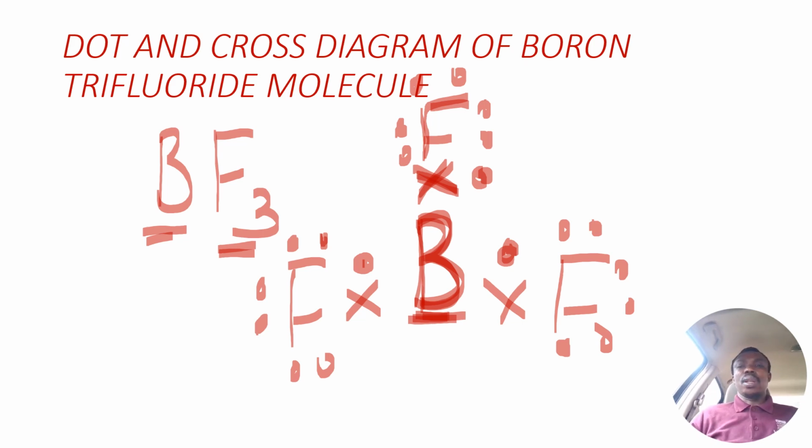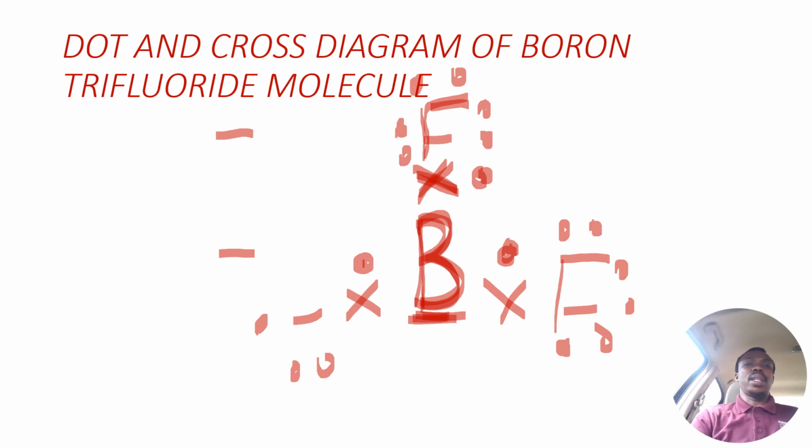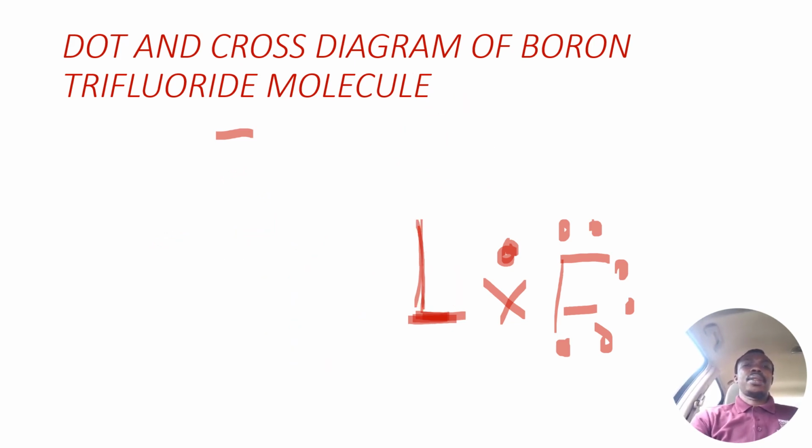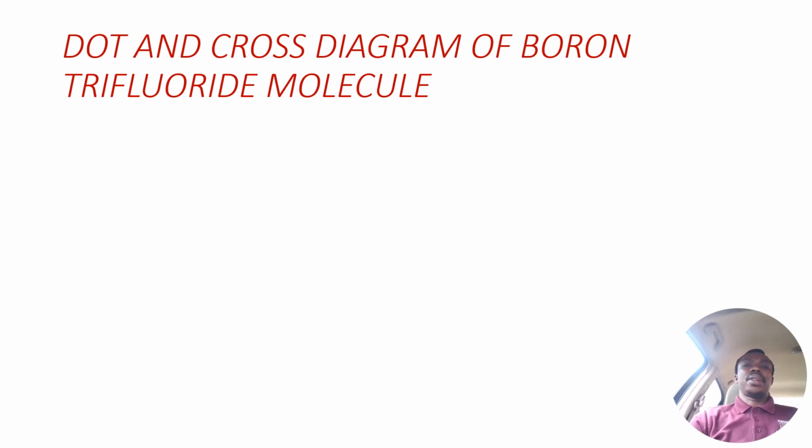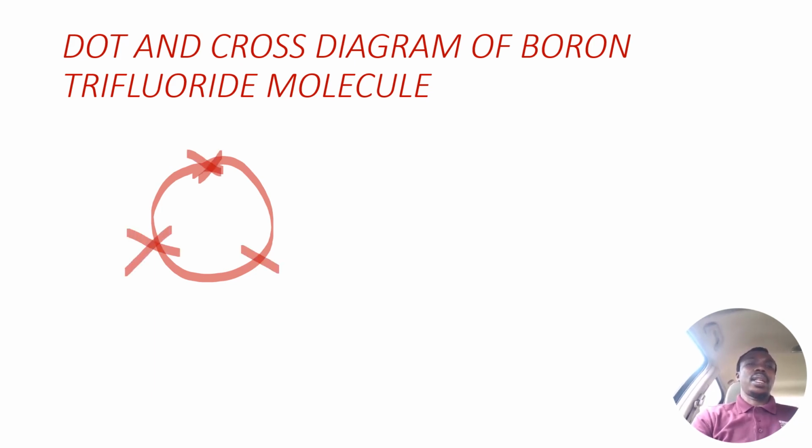So we can also use the other representation whereby we draw the shells. So I'm going to erase this, then I will use the shell to represent it. It's still the same thing. You can still use the same pattern. So if I'm to draw the shells, you see boron has 3 electrons in the outer shell, which is 1, 2, and 3. So fluorine will come with its electron to share with boron.